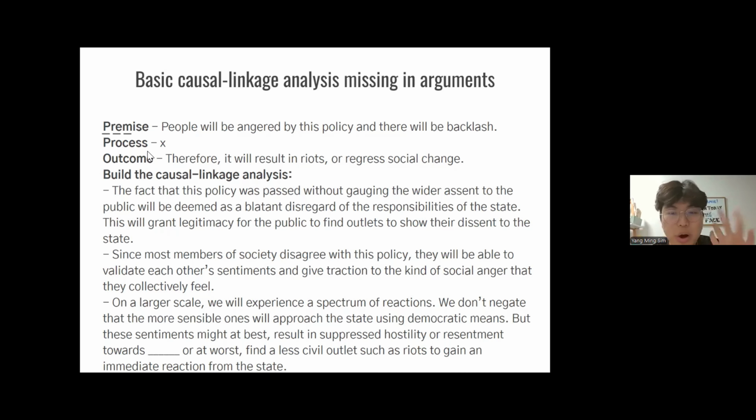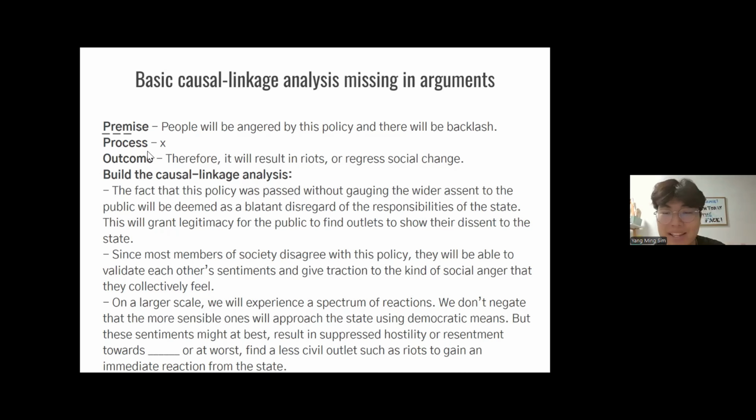Obviously, there are some people who are more sensible, who will approach the state with democratic means. These are fine. People are still going to call their MPs to ask why. But these sentiments might, at best, result in suppressed hostility or resentment, or at worst, find a less civil outlet, such as riots, or gain immediate reaction from the state. What this means is that we cannot just look at the best possible outcome. The worst possible outcome is oftentimes the biggest, people just rioting extremely violently. But the best case also is quite bad.